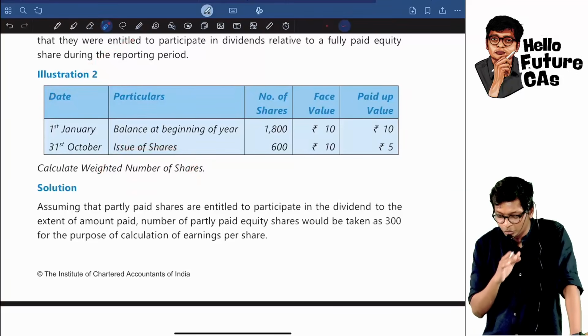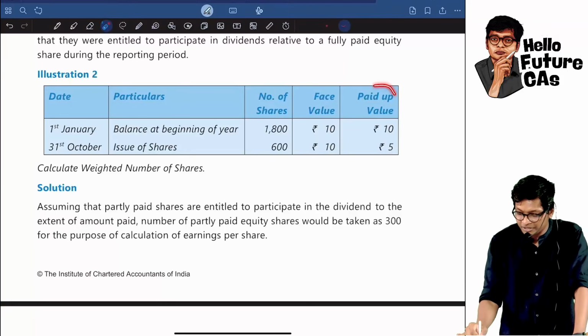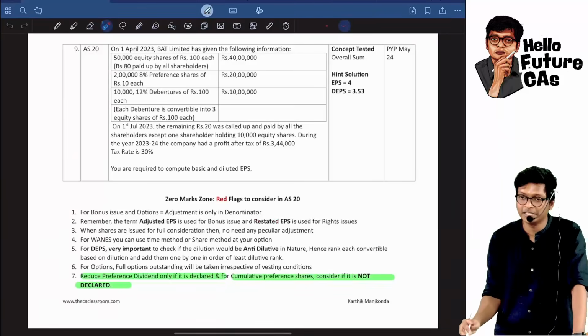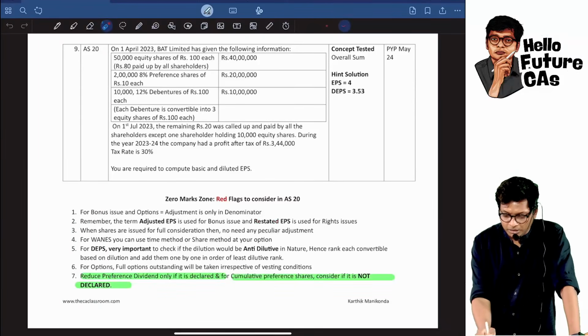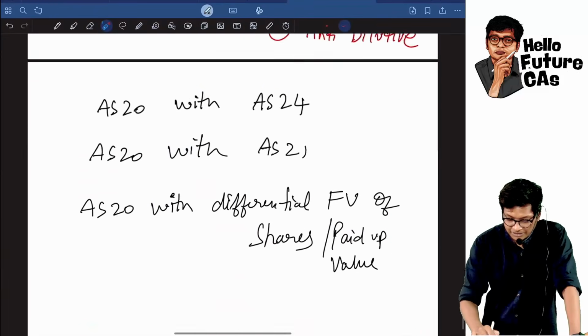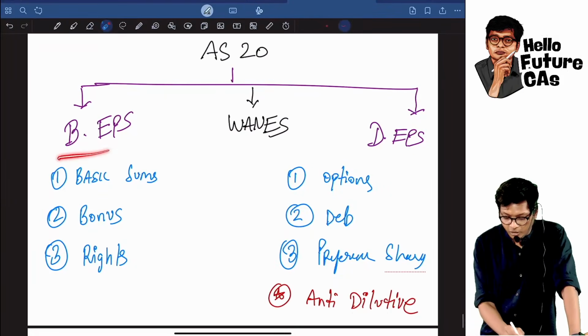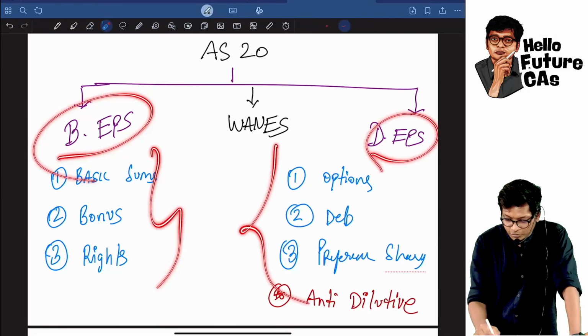Now I'm not going to do it now. You're also not going to do it, because for differential face value we have a better sum to deal with. Okay, are you following, guys? Clear? Now the remaining sums, the actual sums, I'm going to solve for basic EPS and diluted EPS.